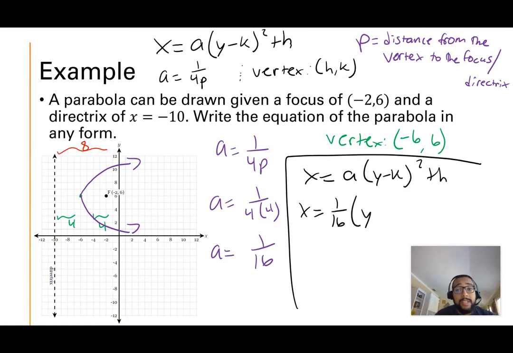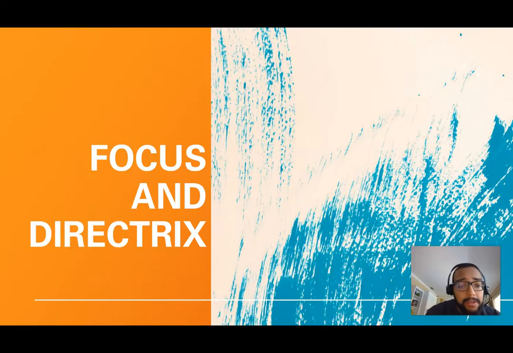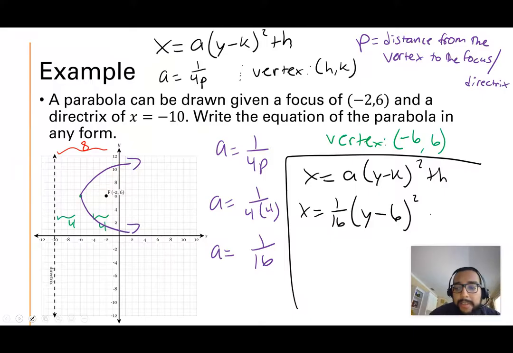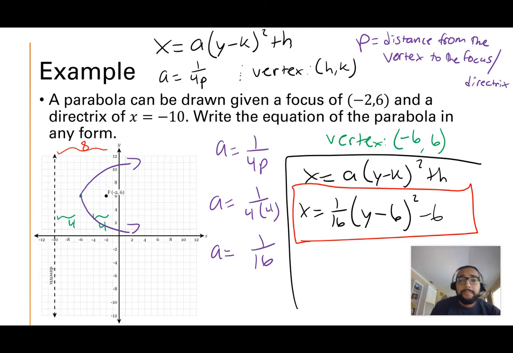And we actually know the vertex as well. So remember, the stuff inside the parentheses is going to be the opposite sign. So my k value right now is a positive 6. So instead of saying a positive 6, I'll say minus 6. And my h value is the x of my vertex, which is just negative 6. And that's nice and good because that actually is our equation.